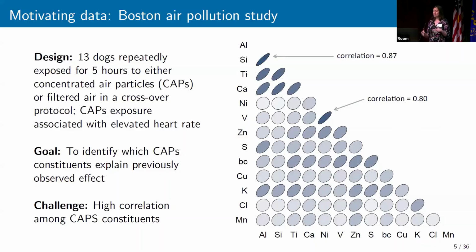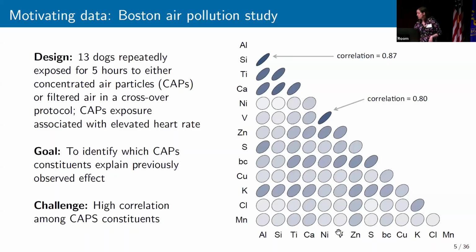So the follow-up goal was, if there's an overall effect of CAPS, are there individual constituents of the CAPS exposure that can explain that previously observed overall effect? So wanting to look at maybe bad actors, using the terminology from before. But a particular challenge in this setting is the high correlation among the CAPS constituents.